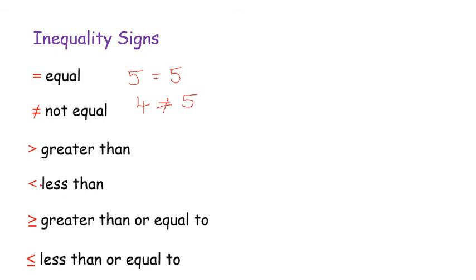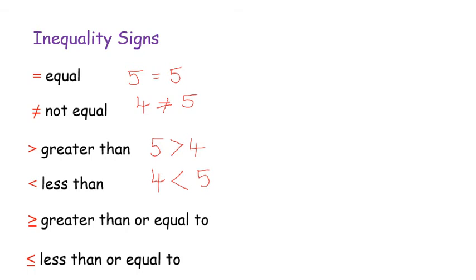Now, the greater than and the less than symbols are the ones that you need to be really careful about when you're writing these. So 5 is obviously a larger number than 4. So we can say that 5 is greater than 4. And then the other way around, if we read this backwards, 4 is less than 5.